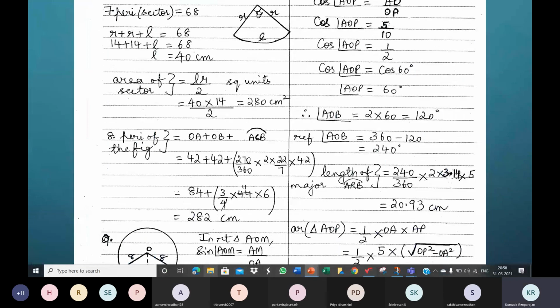So here you see the answer. OA plus OB plus length of arc ACB, which is 270 by 360 into 2 pi r, plus 42, and it's here 282.